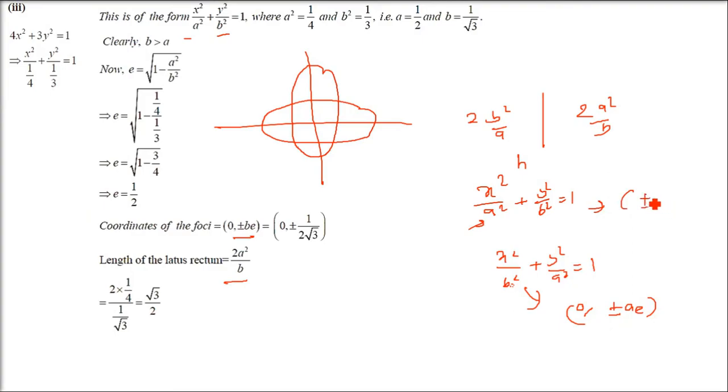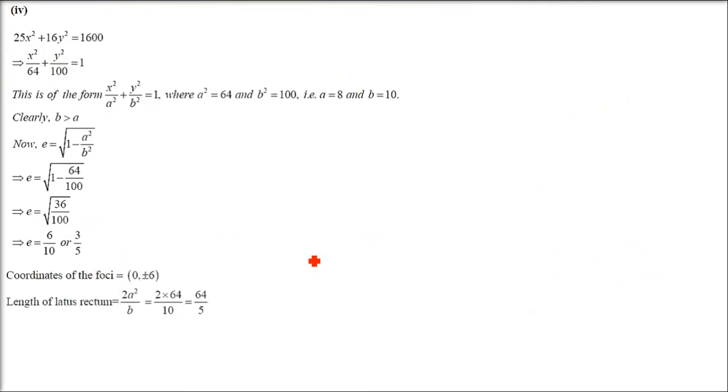So we have this as 0 comma plus minus b. So the latus rectum, 2a square by b, we are using whenever we are dealing with the vertical axis. I hope you got the idea. This is very important. So here we have b greater than a again.